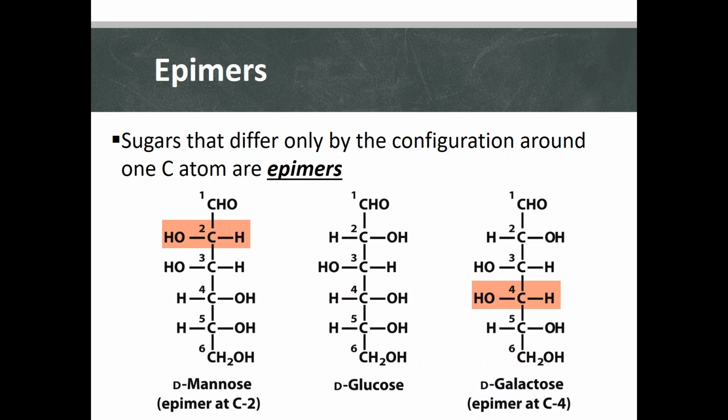Yet again, D-glucose and L-galactose, on the other hand, would not be epimers because they would differ in configuration at 2 chiral centers. So remember, an epimeric pair can only differ in configuration around one chiral atom.